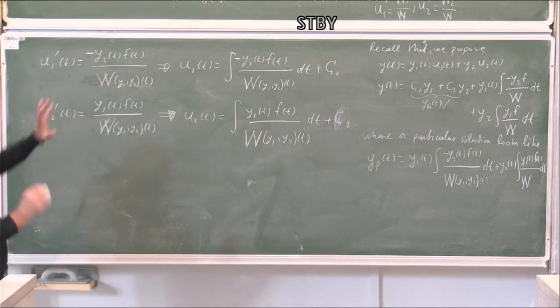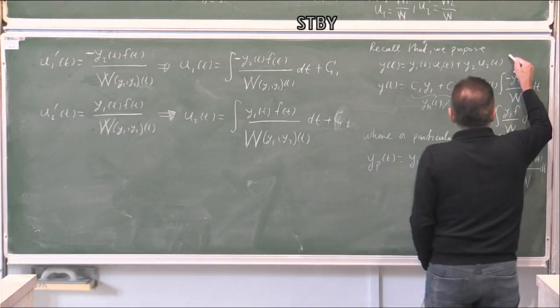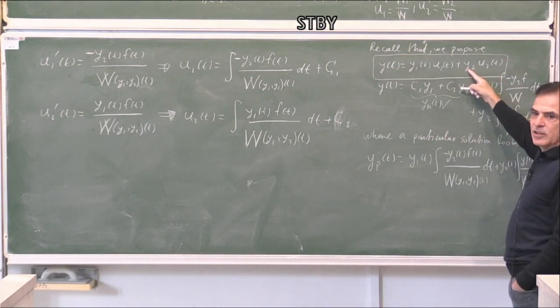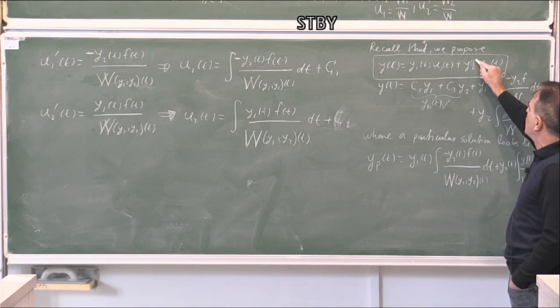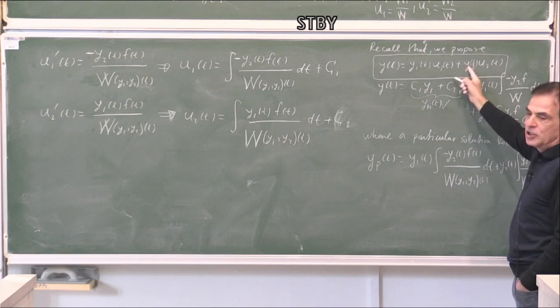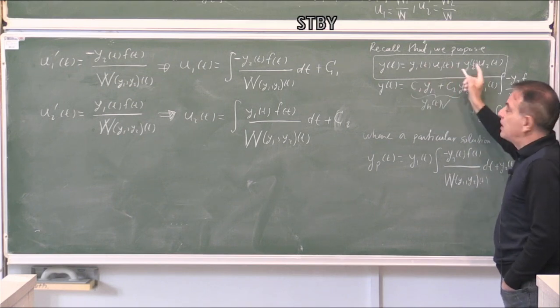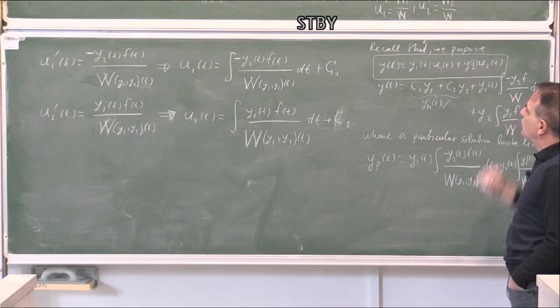In fact, it is unnecessary to memorize any formulas, but you have to keep in mind that we propose a solution of this form for finding a particular solution of a second order ODE where the two solutions y1 and y2 of the corresponding homogeneous equation are known. Two linearly independent solutions of the corresponding homogeneous equation should be known. Okay? So y1 and y2 are known, so u1 and u2 have to be determined.